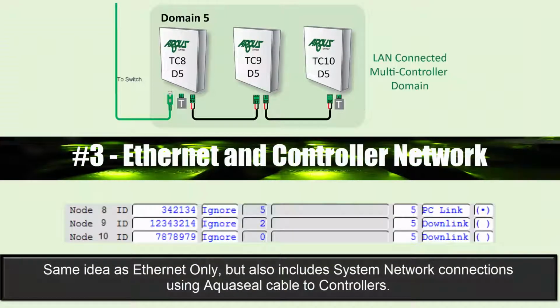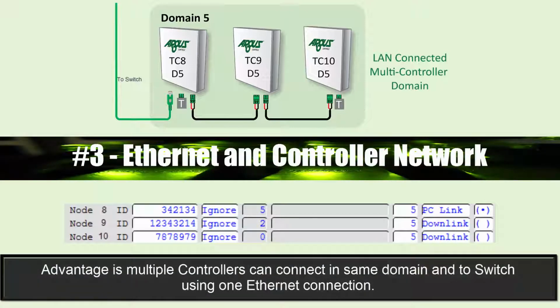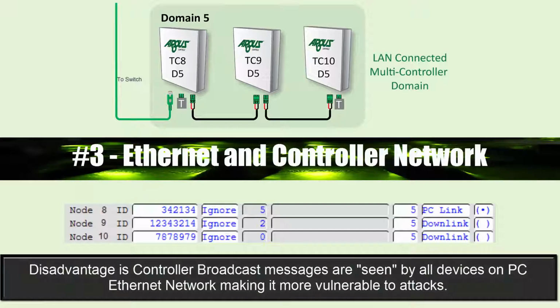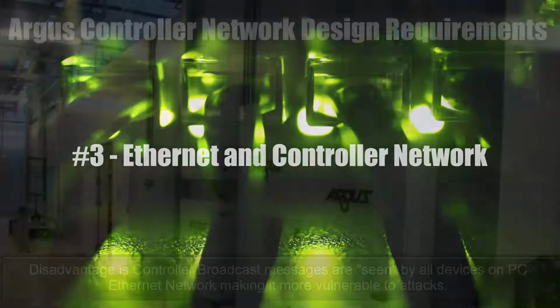Ethernet and controller network. This Ethernet connection is much the same as the previous type, but it also includes system network connections using Aquaseal cabling to connect controllers. The advantage here is that multiple controllers can be connected in the same domain and connect to the switch using just one Ethernet connection. The disadvantage is all controller broadcast messages are seen by all the devices on the PC Ethernet network, the business LAN, resulting in more vulnerability to malicious attacks and increased usage of network bandwidth.